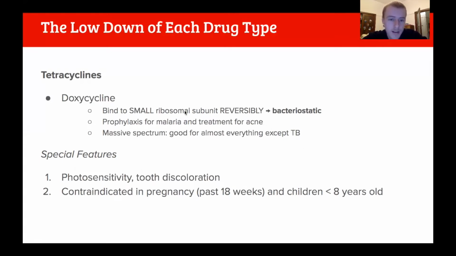Now, these guys, how do they do it? They bind to the small ribosomal subunit. So there's two units, a large and a small, and they bind reversibly. Now, what you'll notice is, especially with ribosomal binding, when something binds reversibly to it, that agent tends to be bacteriostatic. And when it binds irreversibly, it tends to be bactericidal. And you can kind of imagine why. If it was binding reversibly, then it might fall off, and then the bacteria can still use its ribosomes.